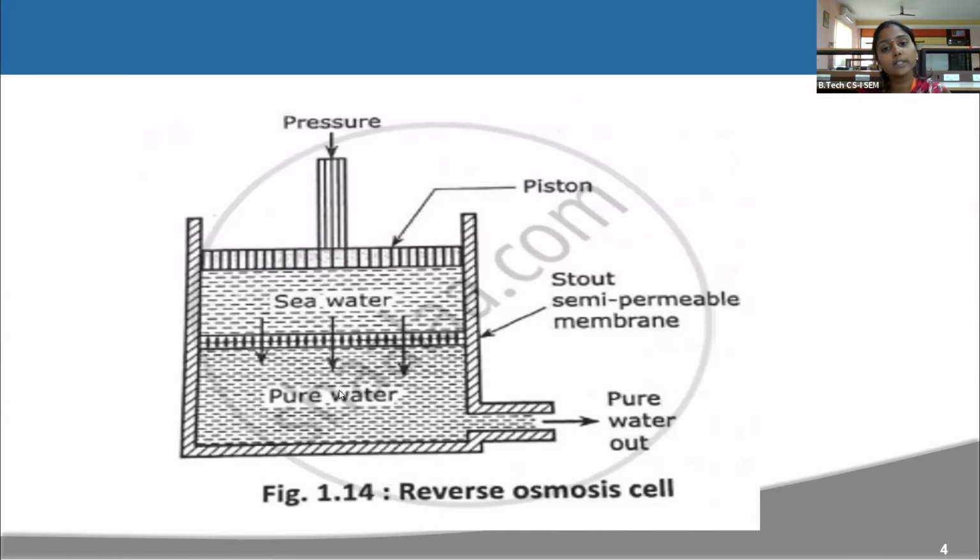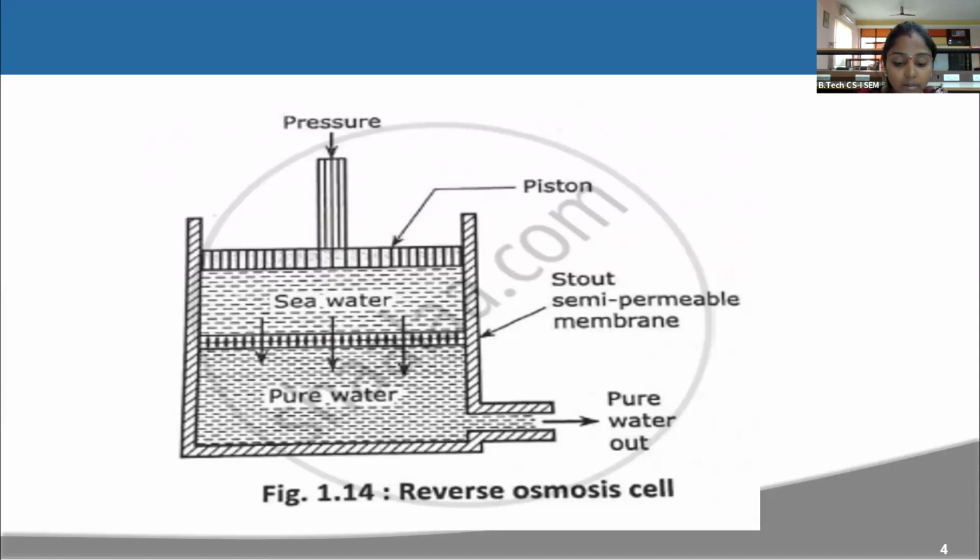Okay. So what is osmosis? Lower concentration to higher concentration. Exactly opposite is reverse osmosis, higher concentration to lower concentration. Okay. So seawater contains so many salts and minerals, right? These minerals and salts are not useful for our health. So that's why we have to remove them by using reverse osmosis.